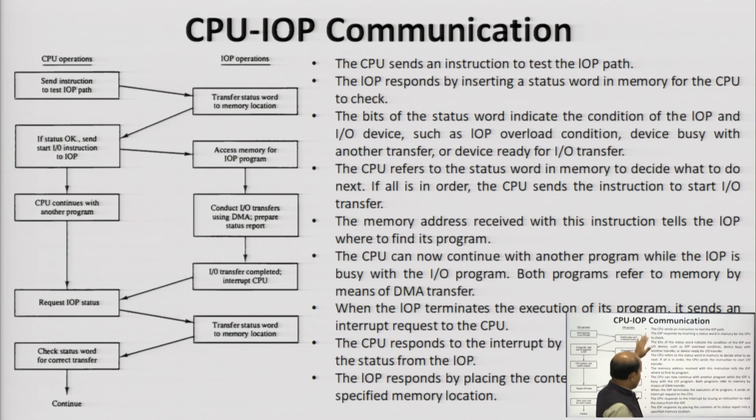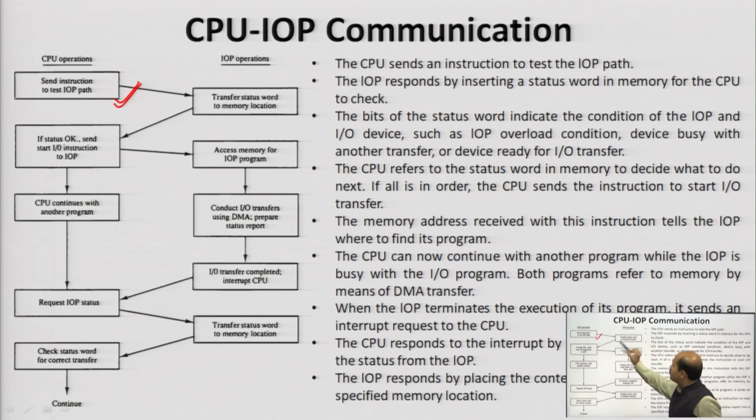Now, these are a few steps or algorithm written here, showing how this IOP and CPU will communicate with each other, and what type of communication is done between IOP and CPU. The CPU sends an instruction to test the IOP path. First, it will send a signal to the IOP for testing the path, and the IOP responds by inserting a status word in memory for the CPU to check. Accordingly, it will inform the CPU.